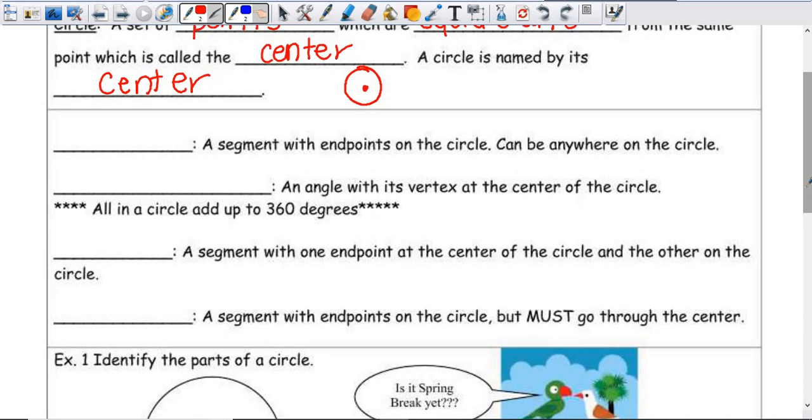Now we've got these parts of a circle that we need to identify. So first we have a segment with endpoints on the circle, and it can be anywhere on the circle, and that is a chord. If you want to draw a little picture over here, a chord can be anywhere on the circle, so it can just go from here to here. Could be a chord. Now an angle with its vertex at the center of the circle is called a central angle.